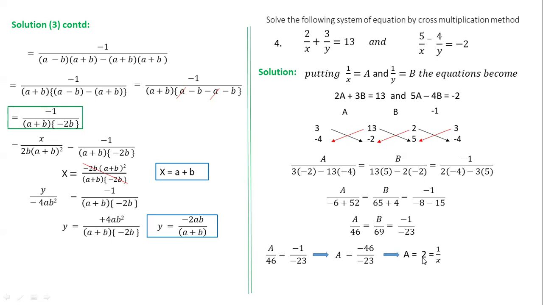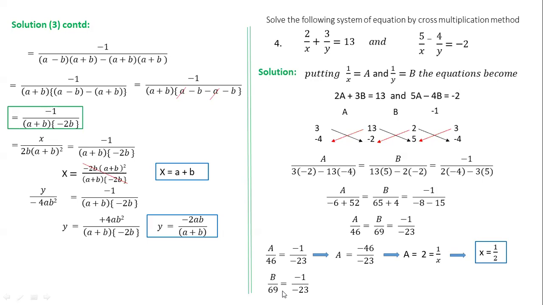But what is a? A is 1 by x. So you take further, this implies 1 by x. Cross take this x here and 2 we bring it down, x is equal to 1 by 2. Clear? Now do with the second part of it.